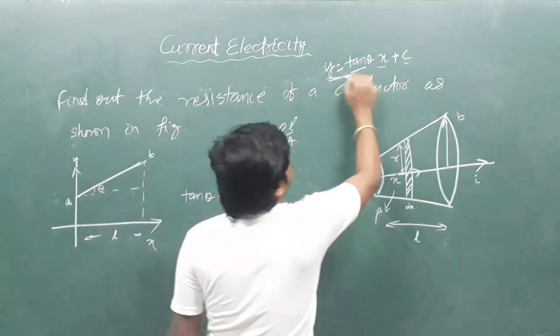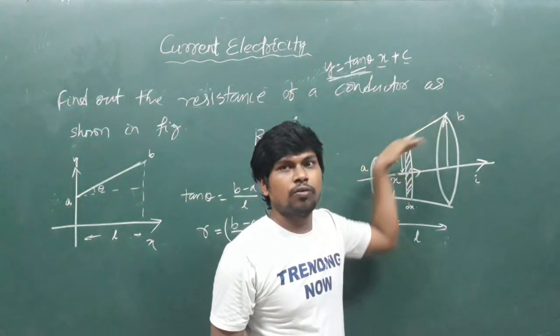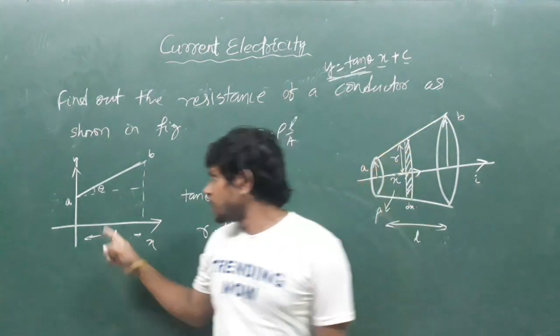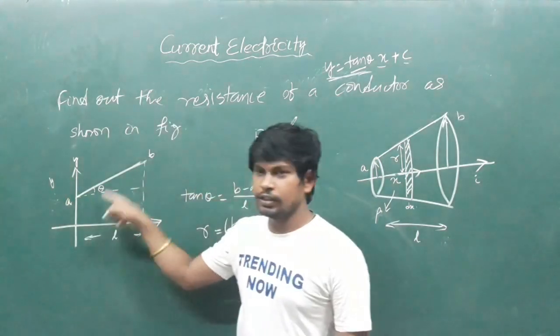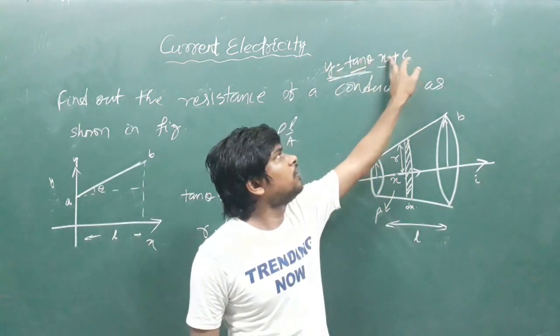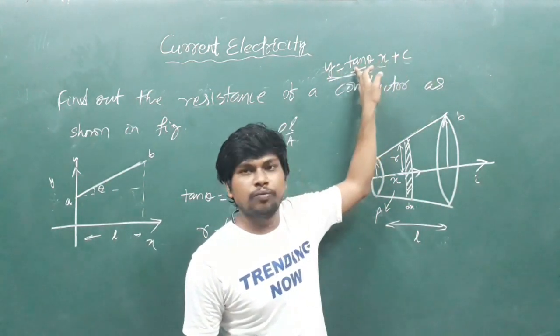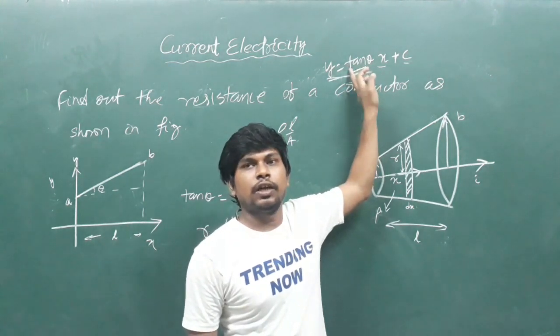I am writing this in the equation, the equation of a straight line. The straight line which is here, I am writing its equation. This is the standard equation of a straight line. If y is varying like this, then the equation is y equals tan theta into x plus c. Tan theta is the slope of the straight line. This is the equation of a straight line.